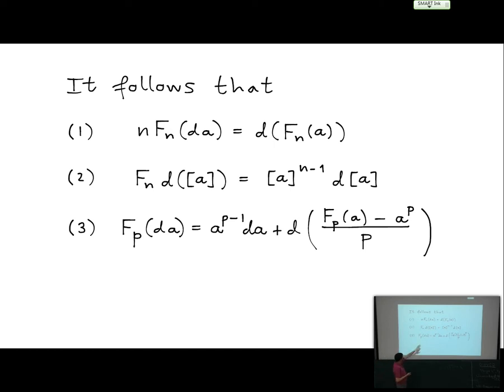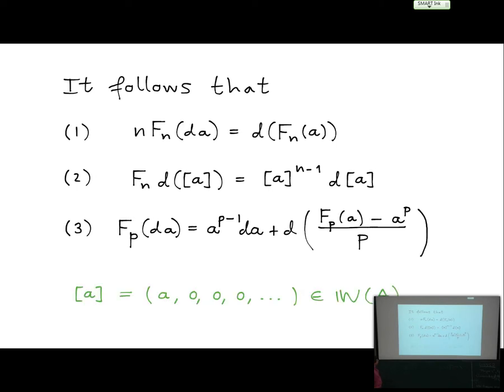And then there are these other formulas here, which say what happens in the case of a Teichmüller representative and how the pth divided Frobenius acts. Yes, this is the Teichmüller element.